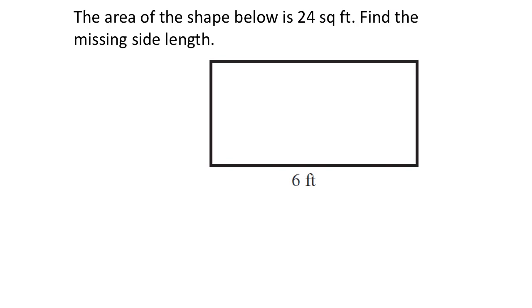All right, this one's kind of new, I guess. The area of the shape is 24 square feet, and yes, the shape is a rectangle. So we need to find that missing side length, and well, what the heck, I'll put it here on the right. It doesn't matter if you put it on the left, though. We do know the 6 feet, and we do know the area. So 24, that's the area of the shape.